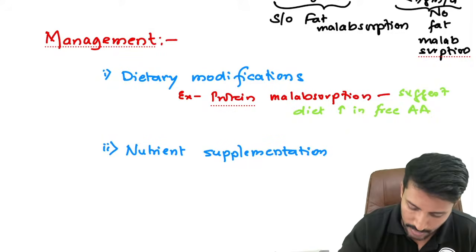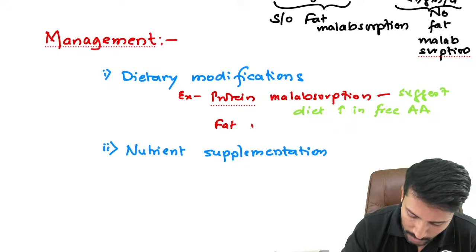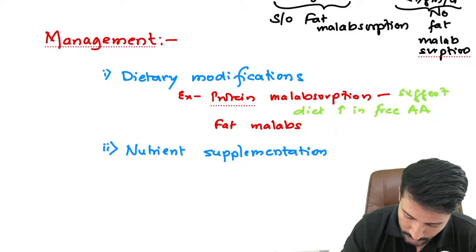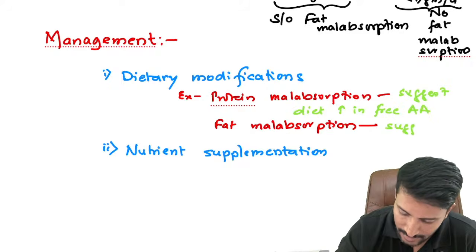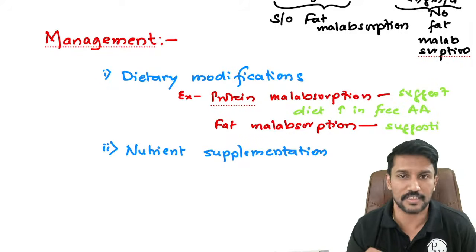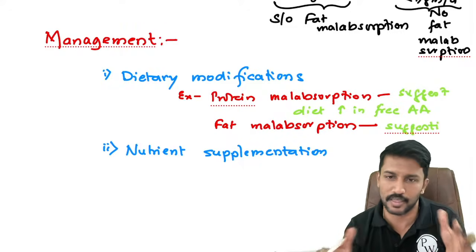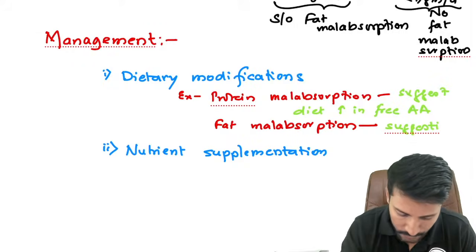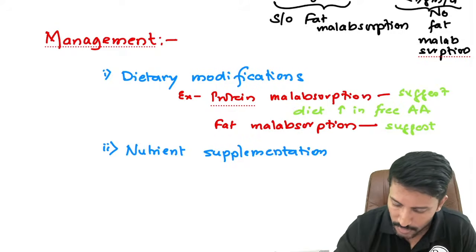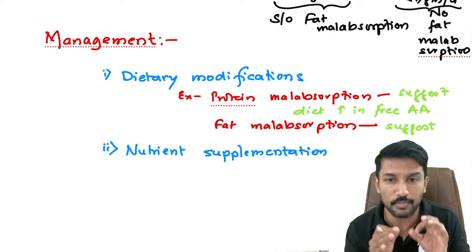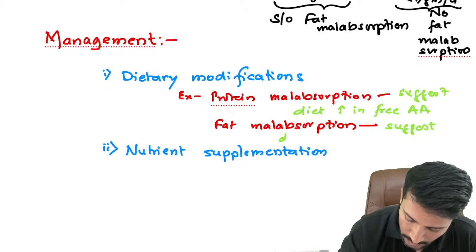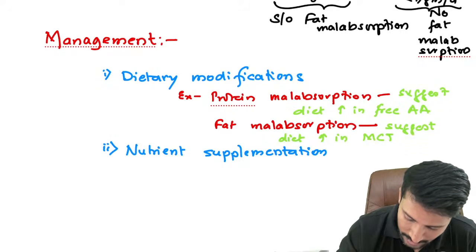If there is fat malabsorption, if they're not able to digest the fat because there is pancreatic insufficiency or something, what can we give them? We can suggest a diet high in medium chain triglycerides, which can be easily absorbed. We don't need to break them because they're already in broken down form. An example is coconut milk. Coconut milk is high in medium chain triglycerides, so it is easy for them to absorb the fat.